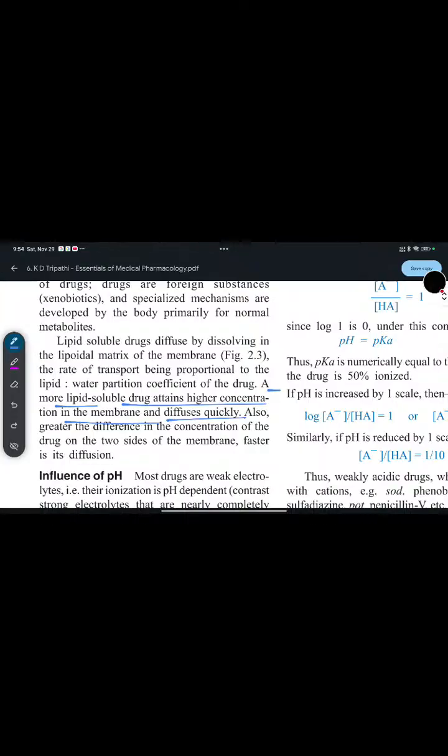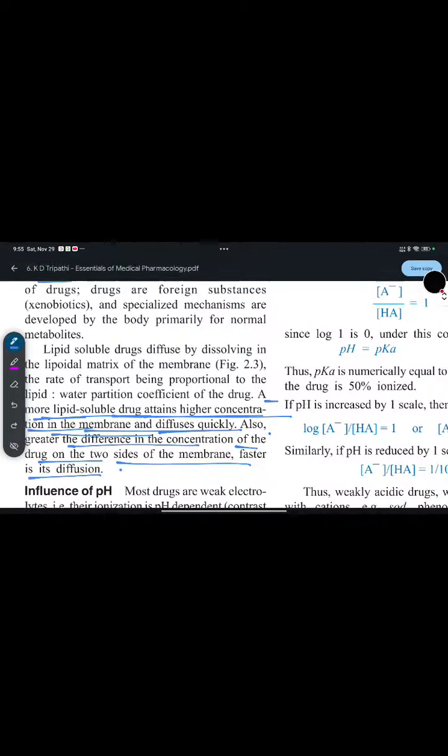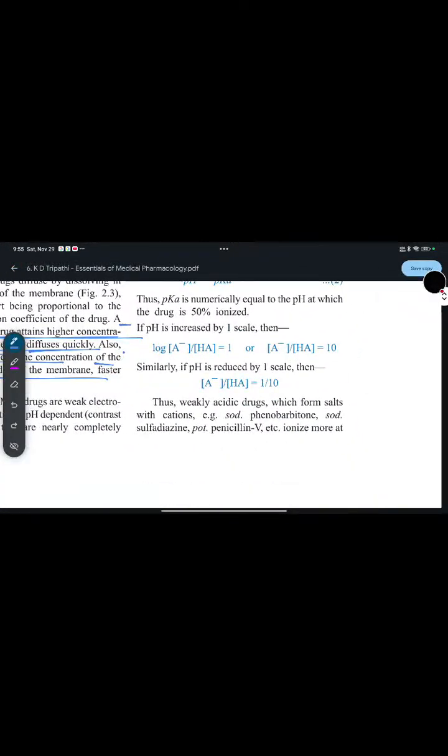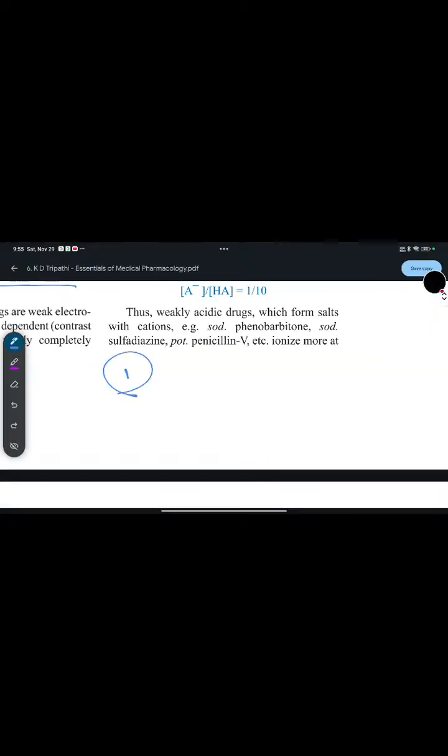A more lipid soluble drug attains higher concentration in the membrane and diffuses quickly. That's what I have been telling for the last 5 minutes. Also, the greater the difference in concentration of the drug on two sides of the membrane, the faster its diffusion. So ultimately, there are two important parameters which play an important role in diffusion. Number one is solubility and number two is concentration gradient.